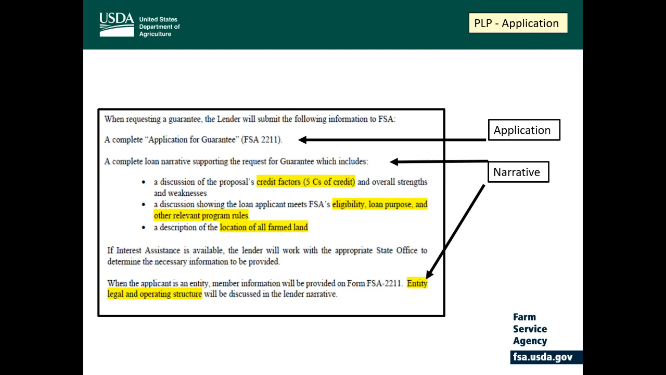A lot of those things below there are just general references as to what should be included in the narrative. 5 C's, eligibility information, loan purpose. We do need the location of the farmland. We take care of a lot of behind the scenes stuff if we just know where the land's located. The other thing in the narrative is entity information, describing what kind of entity, who's involved, and how it's structured.